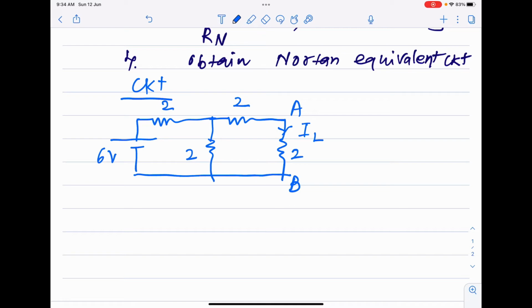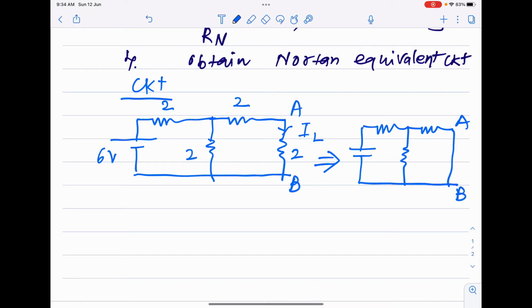So I will convert this circuit into like this, and I will make them short. So the terminals A and B will be short circuited. This is a 2 ohm resistance and this is a 6 volt battery. Suppose this current which is flowing, we call it ISC, or sometimes it is called IN. Initially we can calculate the value of the current I flowing in the circuit.